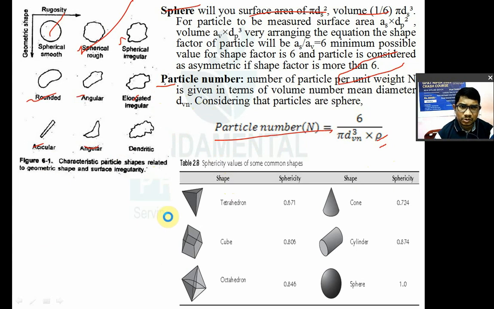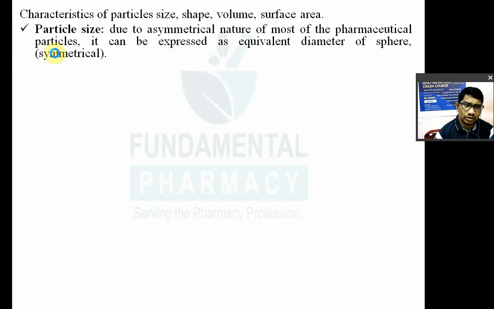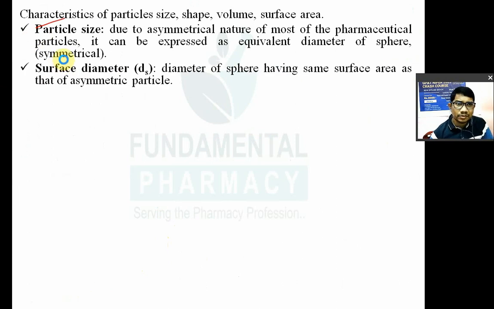Different shapes of powder we have seen: tetrahedron, cubical, cylindrical, conical, spherical, and octahedron. We have already seen this in the last session. We have seen how to characterize the particle: particle size and particle volume. Most pharmaceutical powders have irregular particles, so they are described in comparison with the sphere.